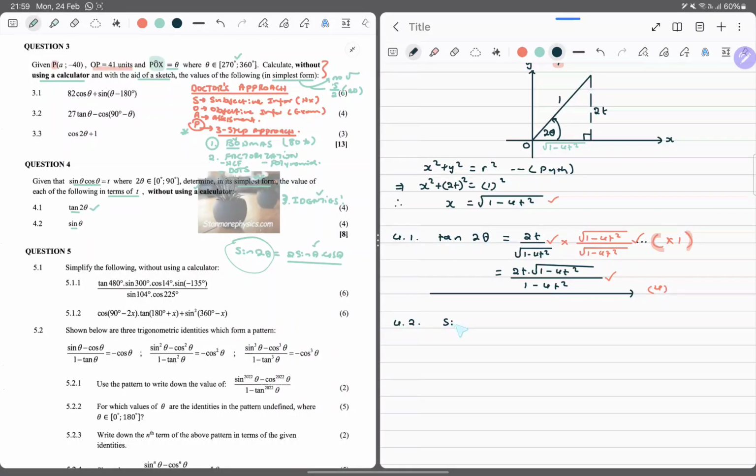Okay, so we want to deal with sine theta. Again, how will we solve for sine theta?